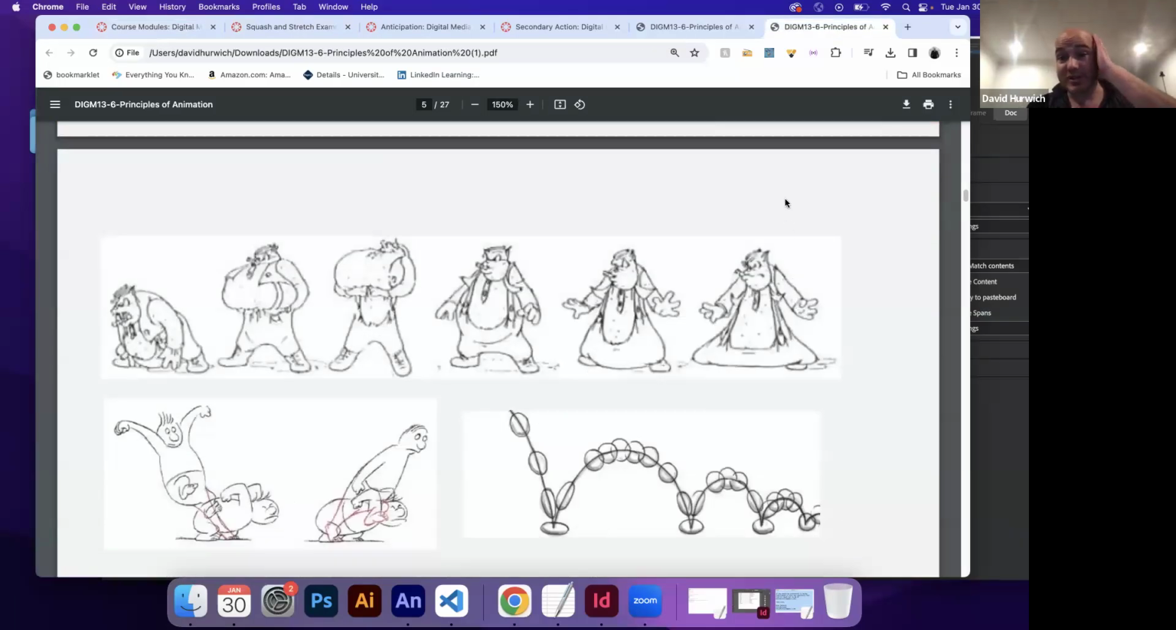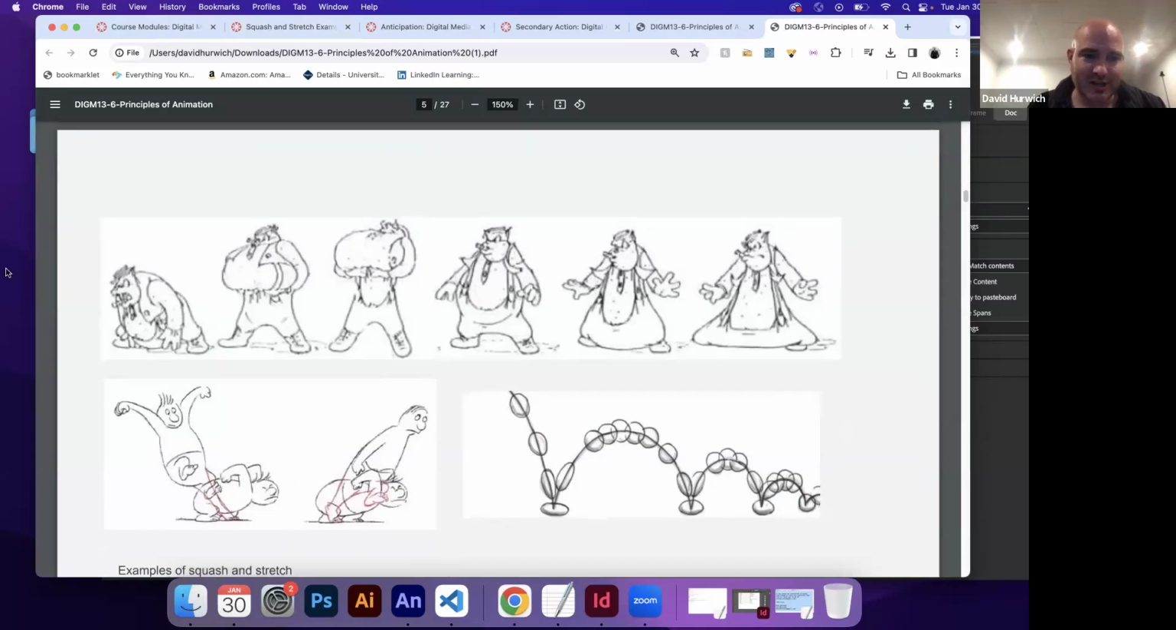Here's some more examples of it. I'm using a ball because that's the traditional way of showing squash and stretch, but you can squash and stretch a character. Here he's stretching his body right here to be very tall. And then it's coming down like his literal fat and it's squashing here. Here this character is stretching in and then squashing down when it's about to jump.